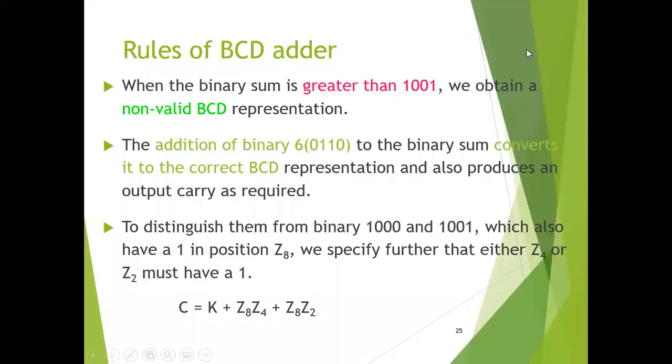So when we add a value of 6 to the incorrect, non-valid BCD representation, the addition of 6 to the binary sum converts it to the correct BCD representation and also produces an output carry, as we have already discussed. And why do we add this 6 to the invalid BCD representation?